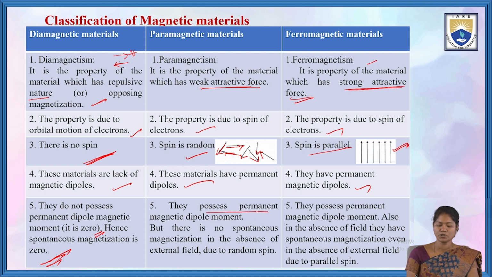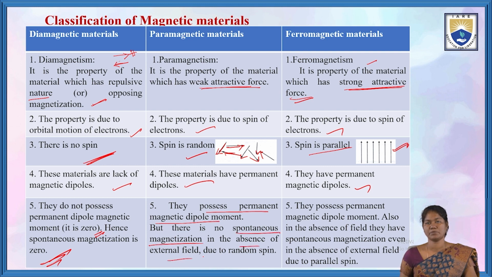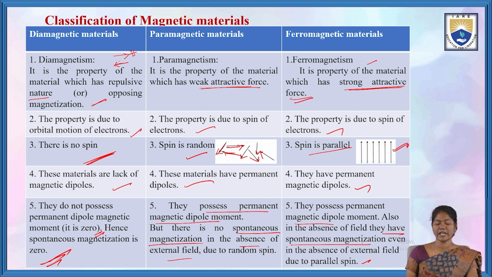Paramagnetic materials possess a permanent magnetic dipole moment, but there is no spontaneous magnetization in the absence of external field due to the random spin. Coming to the ferromagnetic material, these materials possess permanent magnetic dipole moment also in the absence of magnetic field. So they have spontaneous magnetization even in the absence of external field due to the parallel spin.